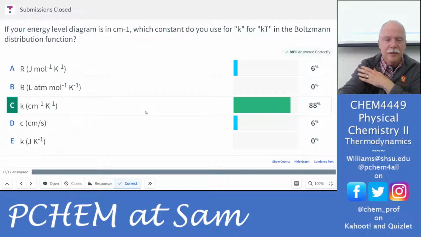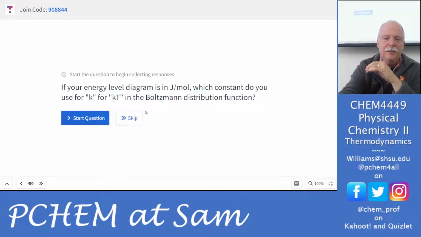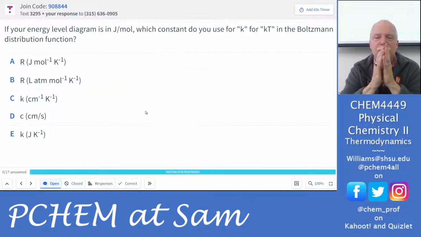And so then let's do another one. If the energy level diagram is in joules per mole, which constant do you use for K in KT in the Boltzmann distribution function?